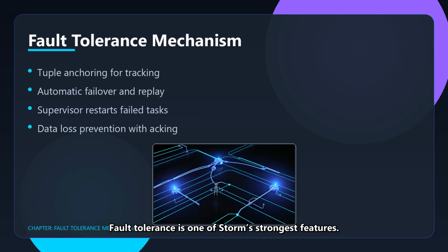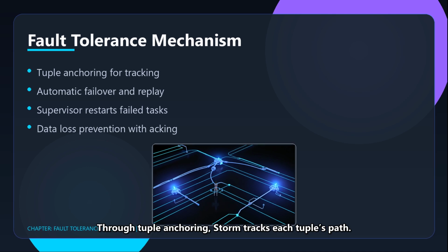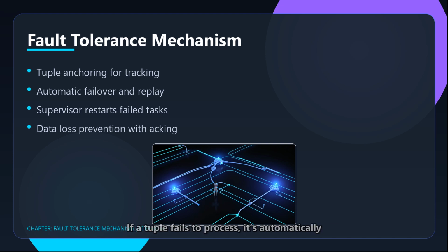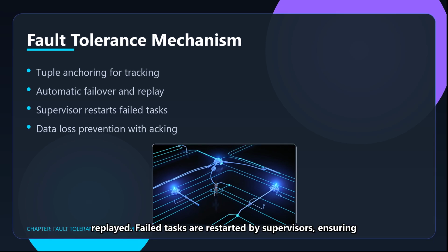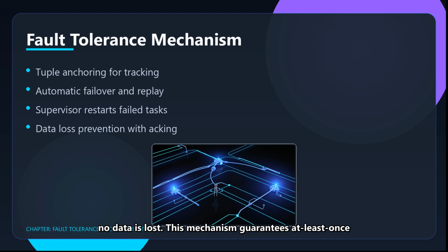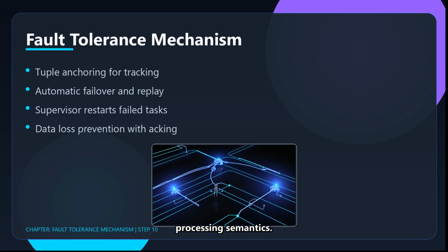Fault tolerance is one of Storm's strongest features. Through tuple anchoring, Storm tracks each tuple's path. If a tuple fails to process, it's automatically replayed. Failed tasks are restarted by supervisors, ensuring no data is lost. This mechanism guarantees at least once processing semantics.